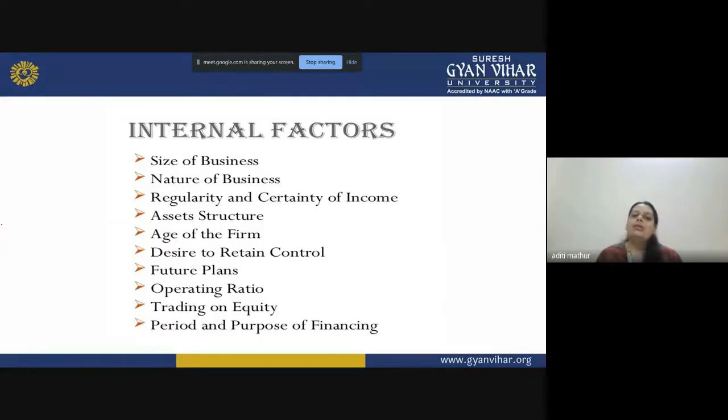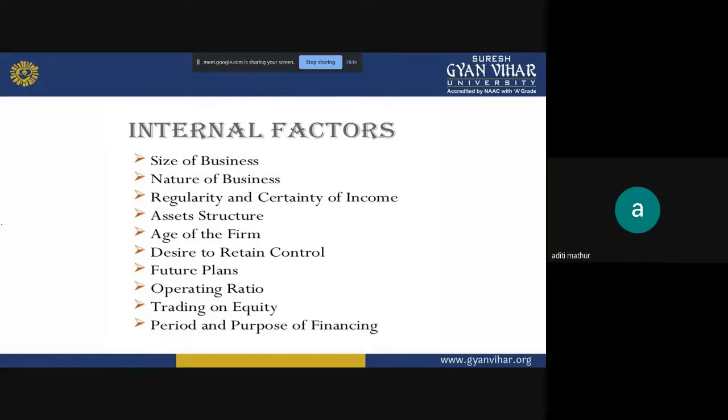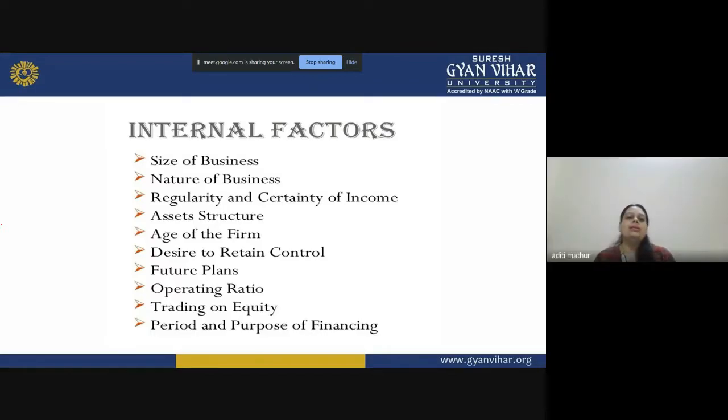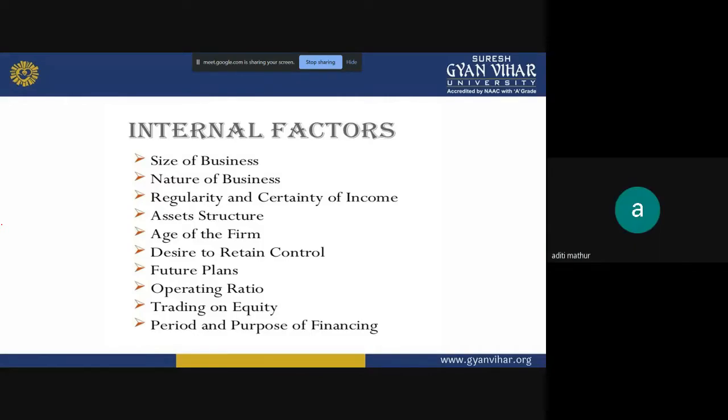Then coming to the trading on equity and the period and purpose of financing. These two are also very important factors which affect your capital structure. And this series which we have studied right now: the size of business, the nature of business, the regularity and certainty of income, the asset structure, the age of the firm, the desire to retain control, your future plans, your operating ratio, the trade on equity, the period and purpose of the financing, they all are under your control. You can control them. That is why they are known as the internal factors, right?